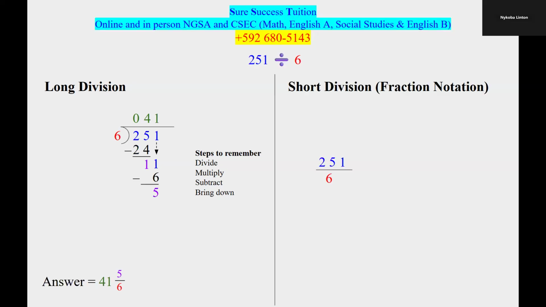Let's do the short division. 6 into 6, 1. 6 into 25, 4. We have a remainder of 1. 6 into 11, we'll have 1. So again, we have 41. We have a remainder of 5. So, same answer. Do you notice that when we do the short division, it's more compact? There's less writing. And there are other advantages, as we will learn, why I prefer to write it in fraction notation and do the division there.